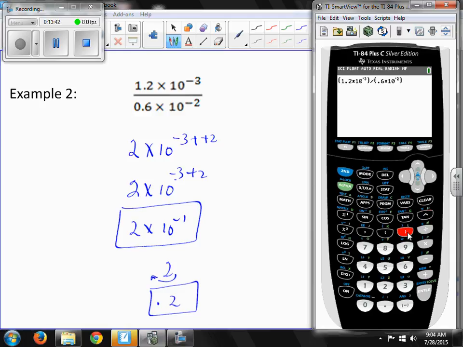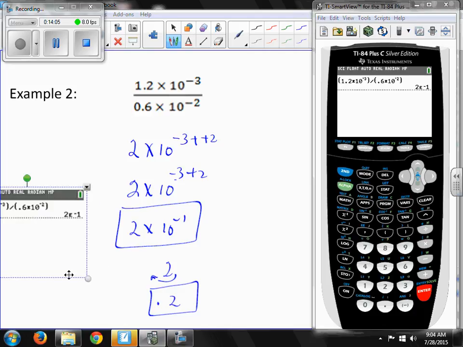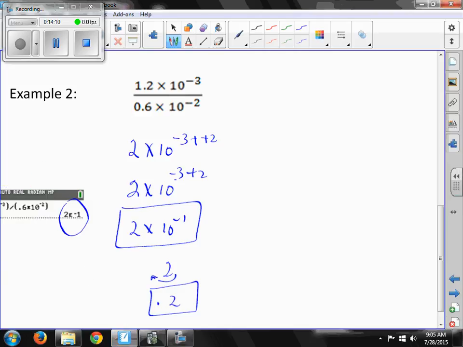Now, I want it in scientific notation. I've forgotten what mode it's in. Let's look. It is in the Sci mode, so that's good. I'm going to second quit to get back to the screen. Hit enter, and you will get it in scientific notation. And there it is. Two, and the exponent on the 10 is that negative 1. 2 times 10 to the negative 1.